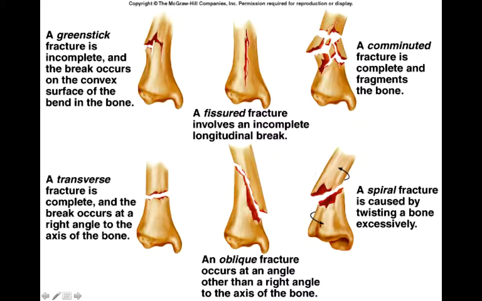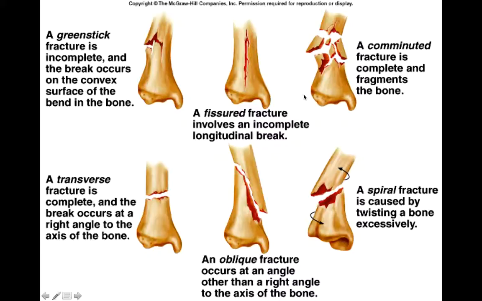And in the winter, we see a lot of spiral fractures for people who are skiing, either in their tibia, when they're skiing down and their legs twist and it causes a spiral fracture there, or when they fall and land with their arms outstretched, you get a spiral fracture that way.